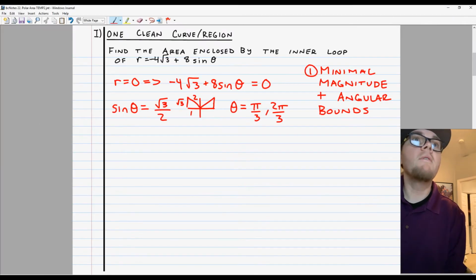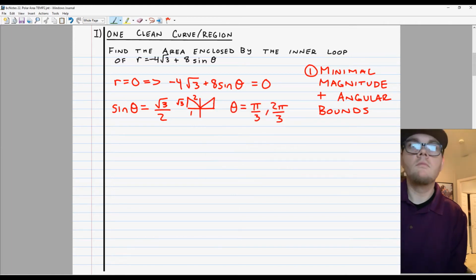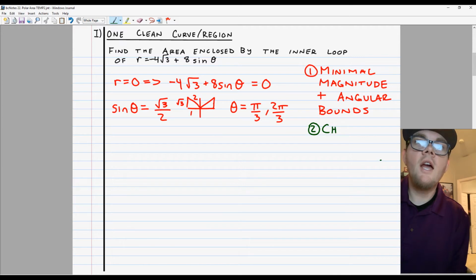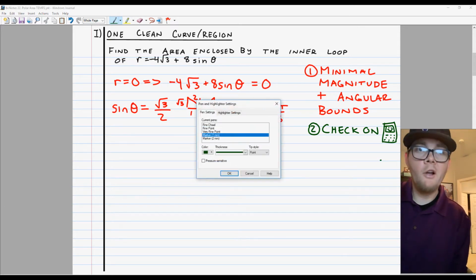So we checked it. And in fact, I want to write that in there as something we can do. So we'll put that in as step 2. We're going to say check, and we're going to do that on the calculator. Hope you like my rendition of a calculator. Very nice. So we checked on our calculator. Turned out it worked.